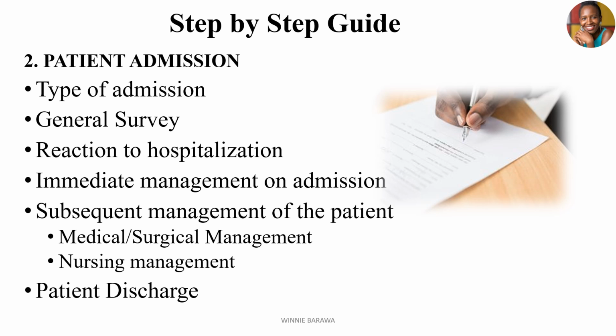So we're going to introduce a second main heading, and that is patient admission. Then under patient admission, we shall have the subheadings. So that will be like 2.1 type of admission, 2.2 general survey, 2.3 reaction to hospitalization, and then you're going to discuss these parts in details.